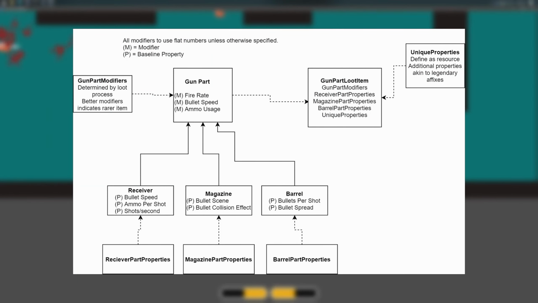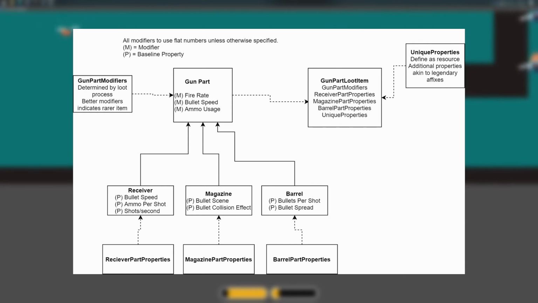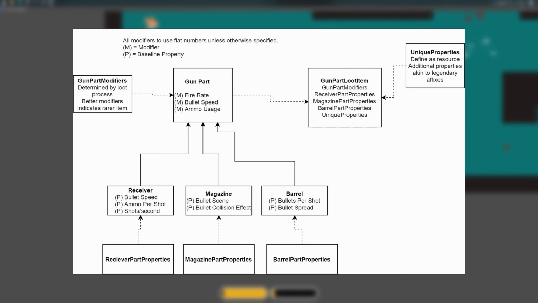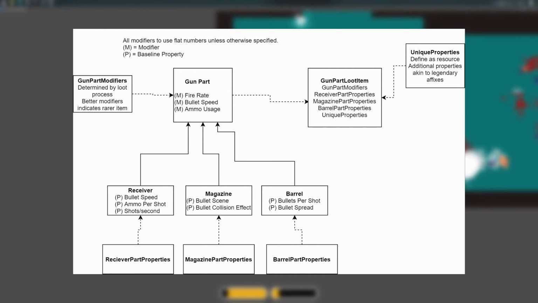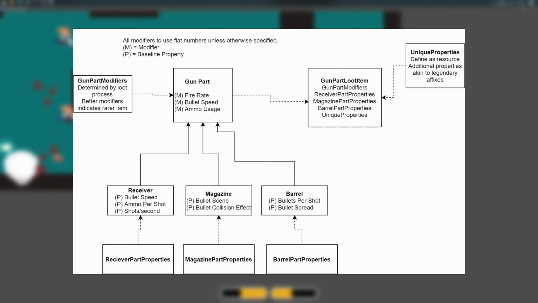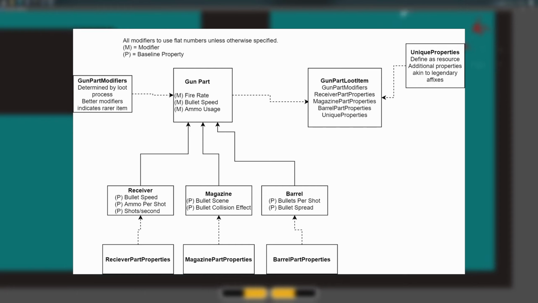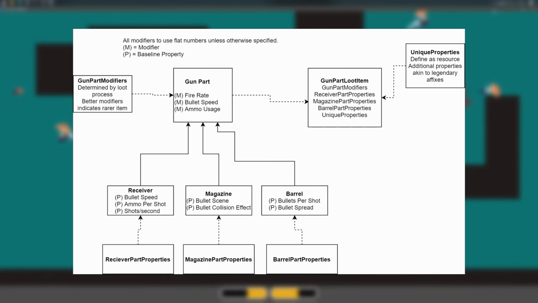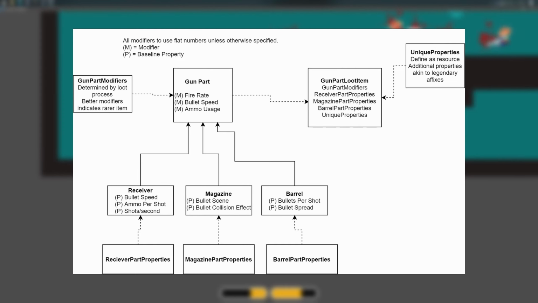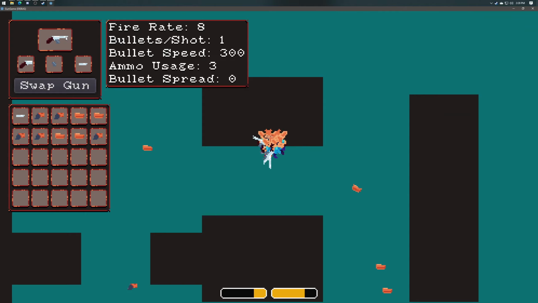Right now, there are three valid parts to a gun. There is the barrel, the magazine, and the receiver. Here is a chart that documents the responsibility of each part. I won't go through each one right now, but the essence of the system is that each part of the gun contributes something different to how the projectile behaves. For example, the receiver defines the fire rate of the gun, and the barrel determines how many bullets are created with each shot. The goal is to make several varieties of each part.